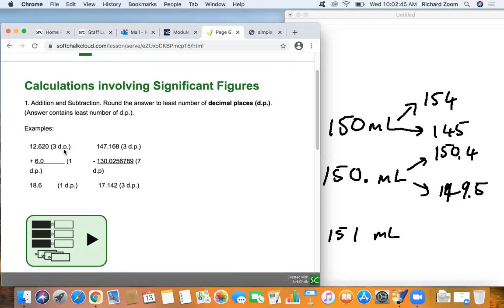Now, the concept here is that a number can be no more accurate than the least accurate number used to get in that calculation. So what I'm saying is that the least accurate number in this calculation is the one with one place past the decimal. So the answer can't be any more accurate than that either. So in your calculator, if you put this in, it'd come out to be 18.620, but then this would need to be rounded to one place past the decimal. Does anybody have any questions so far?